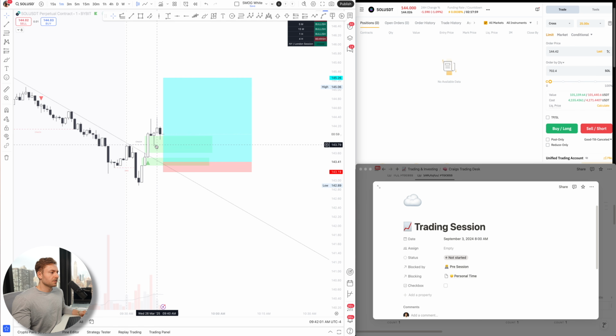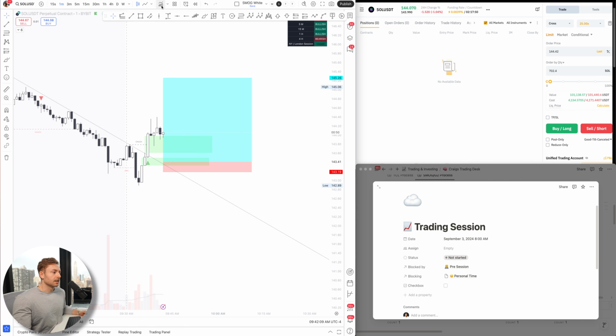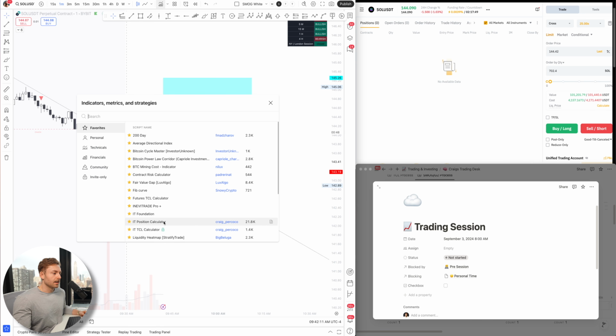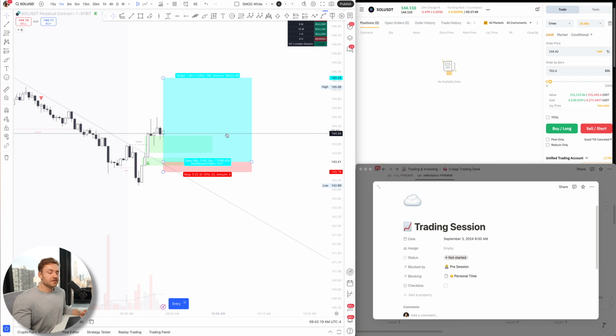Okay, so like I said, we missed that entry, but if price wants to come down, we'll still take a position. So in order to keep consistent with the sizing and everything, I can click on my indicators here. I can go to my IT position calculator, which I share with you guys on YouTube. I'm glad that 21,000 of you guys like using it, but this is an on-chart tool, which is going to allow us to position size properly.